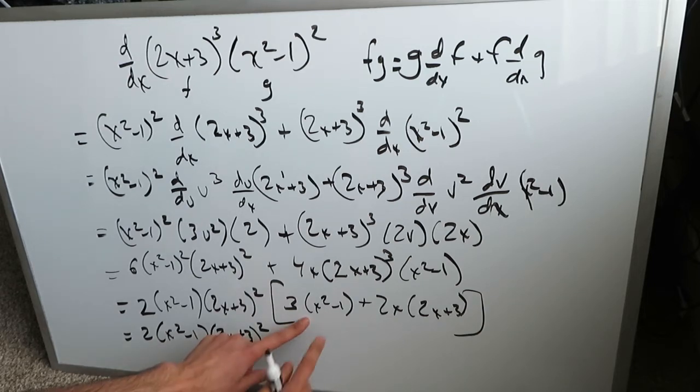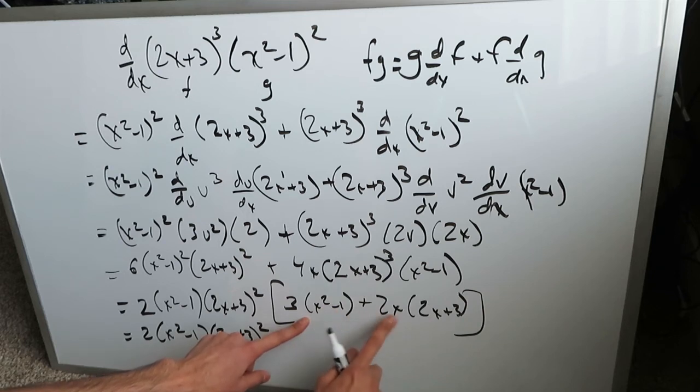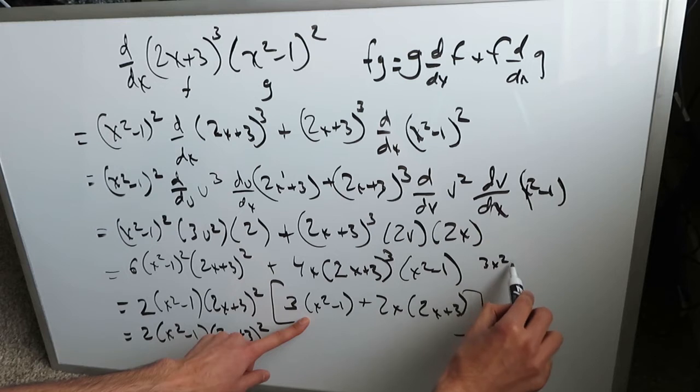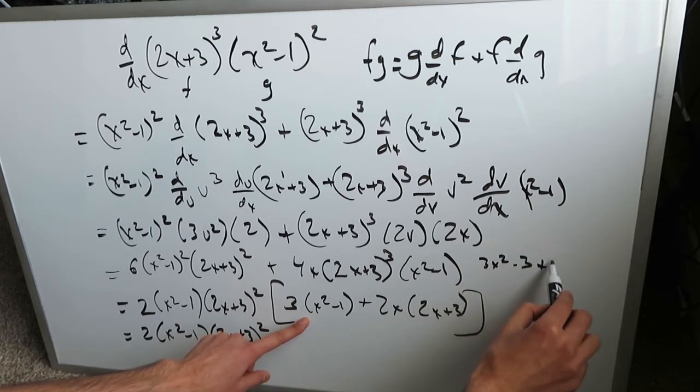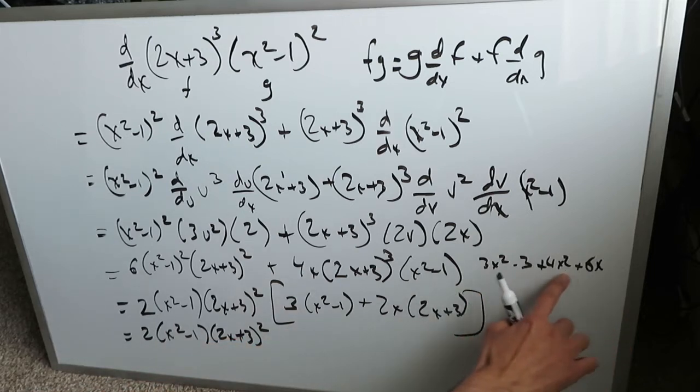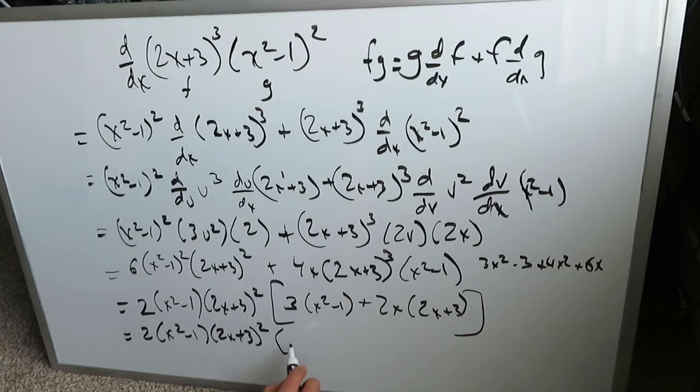Open it up. 3x squared minus 3 plus 4x squared plus 6x. Let's bring that out here. We're looking at this and we're going to bring it all out over here. Simplify. 3x squared plus 4x squared is 7x squared plus 6x minus 3, and I believe we should be done. We should be done with this question.